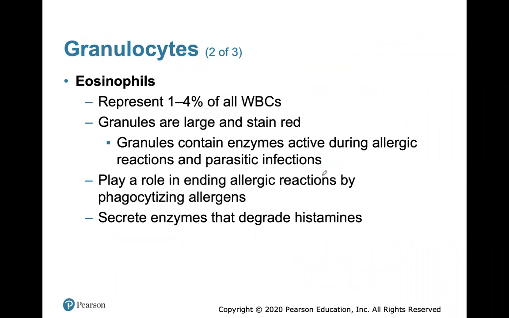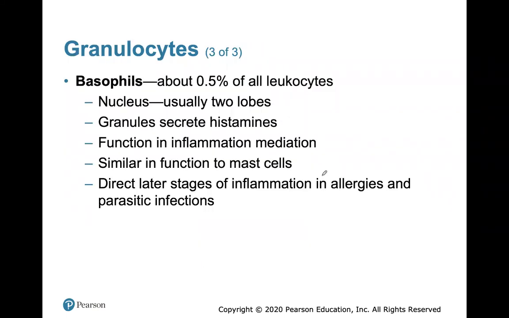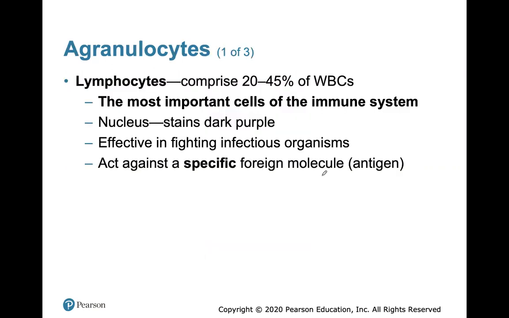Eosinophils are about 1 to 4%. They play a role in ending allergic reactions by phagocytizing allergens, and they will secrete enzymes that degrade histamines. This is what an eosinophil looks like. Basophils, these ones are the least numerous. They are similar in function to mast cells, so they'll function in inflammation mediation for allergies and parasitic infections, as shown there. And then here are the agranulocytes.